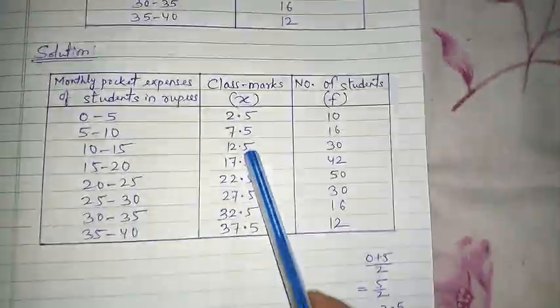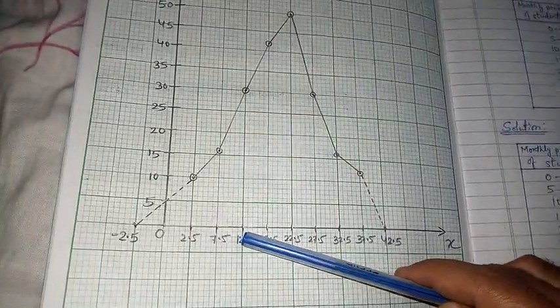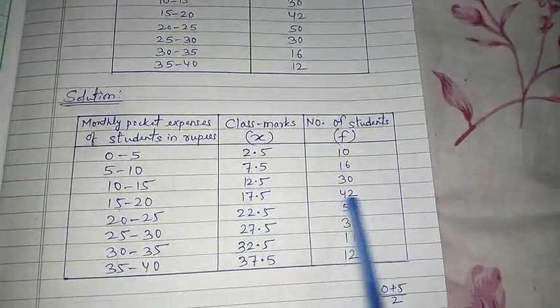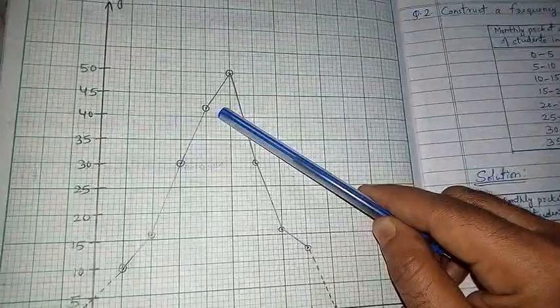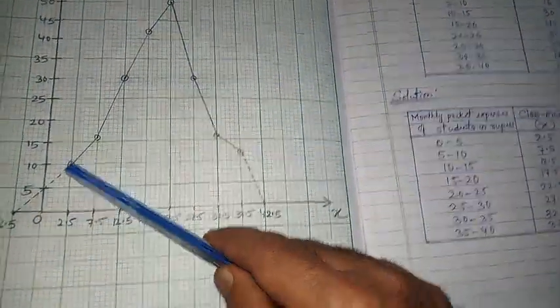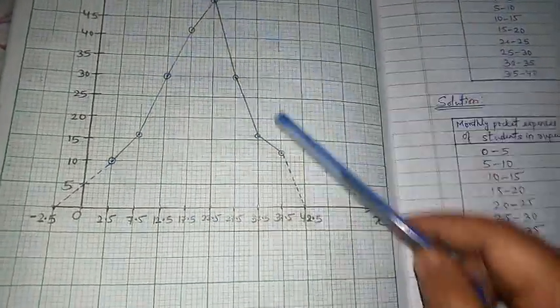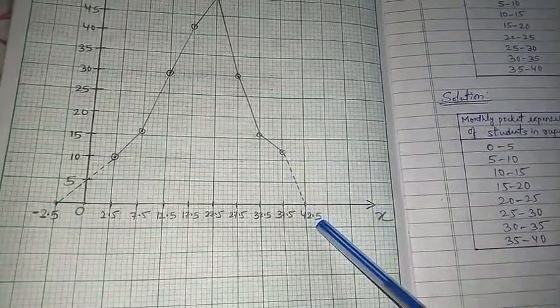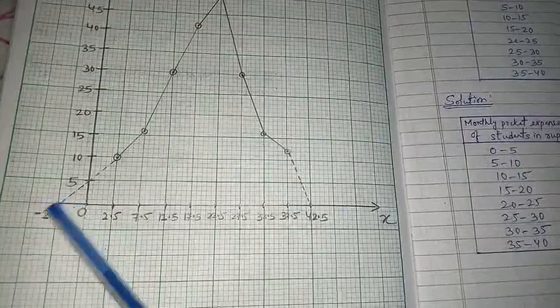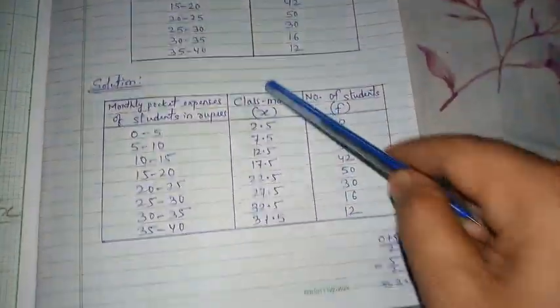Similarly now 12.5, 30. Very easy. 12.5 is here, 30 is here. Next is 17.5, 42. Now 17.5 is here, and 42 means 2 steps up. And similarly I did all the plotting, and then I joined from here to here, here to here, with an imaginary start and an imaginary end. The start should be minus 2.5 because it is 1 step down, and the end should be 42.5 because it is 1 step up.